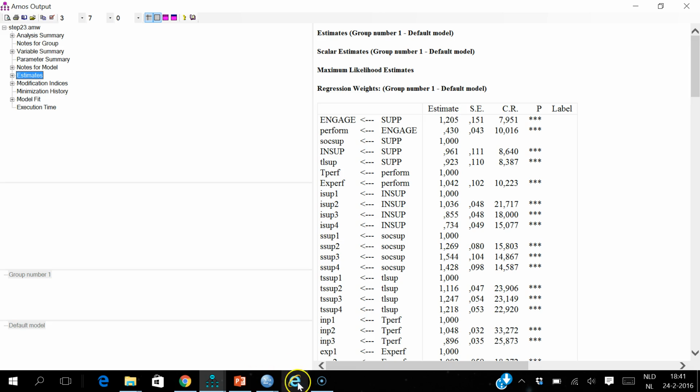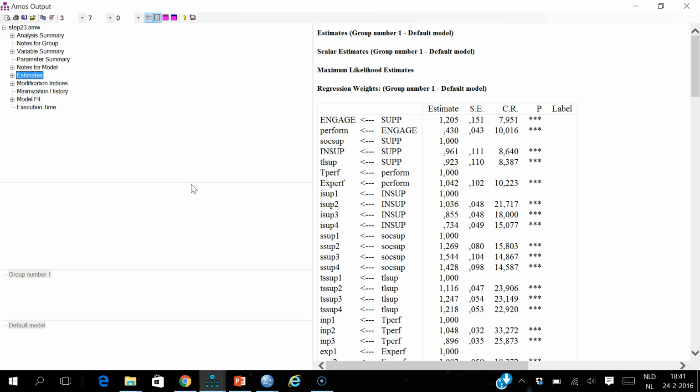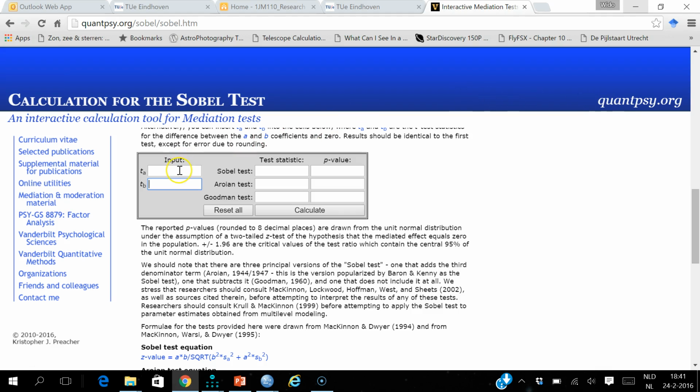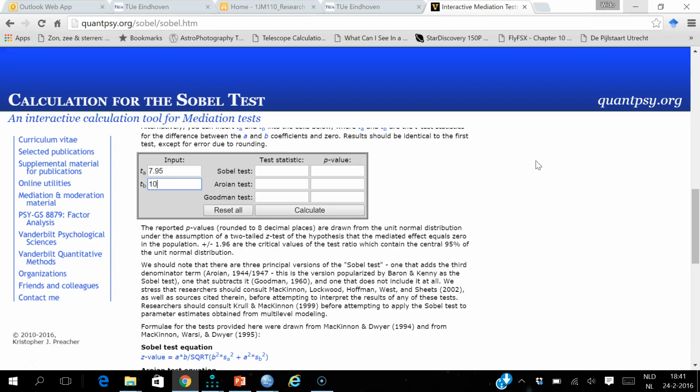So we can go to, for instance, there are all kinds of websites that can do the Sobel test for you. So here you have an input of t-values from the independent to the mediator and from the mediator to the dependent variable. And you can just fill out the t-value. So from support to engagement, we have a t-value of 7.95, and we have a t-value of 10.016, so 10.02, and we can calculate the Sobel test.